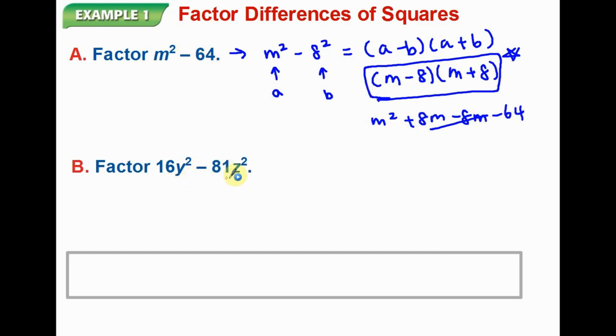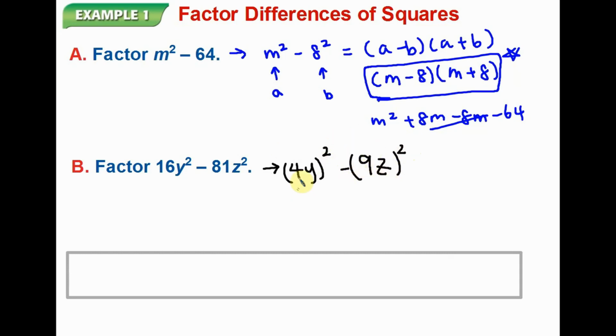Factor 16y squared minus 81z squared. I can tell the y and z are already squares of the variables. However, this 16 is not written in the form of a square. So here's what I'm going to do. Let's separate the number from the variable. 16 is the square of 4, and y squared is the square of y. So 4y squared gives you 16y squared. 81 is the square of 9 and z squared is the square of z, so you will have 9z squared. That's going to be equivalent to 81z squared.